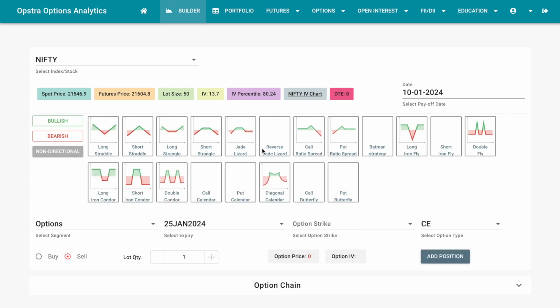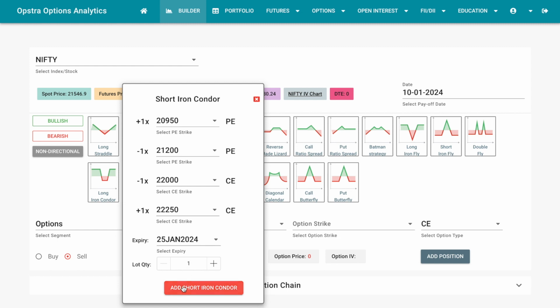Okay, long directional. What we'll do basically here, see Batman strategy. What I told you now, Batman is getting quite famous over here now. This is the Batman strategy. If the market goes any direction, then we don't have to worry much. What we'll do is a completely risk defined strategy. That is the short iron condor.